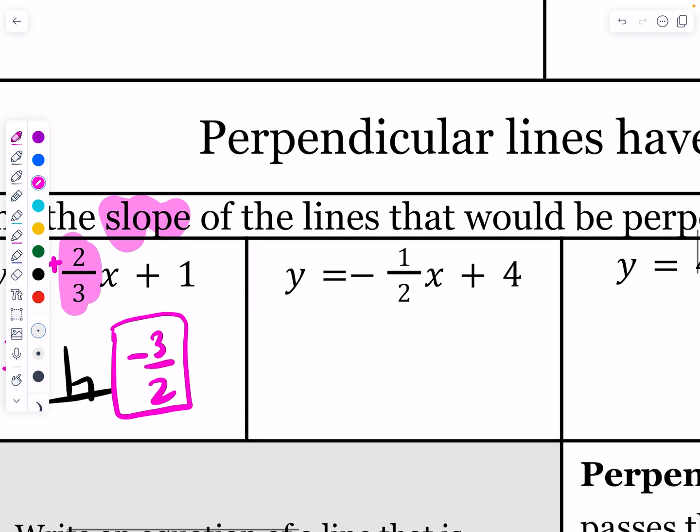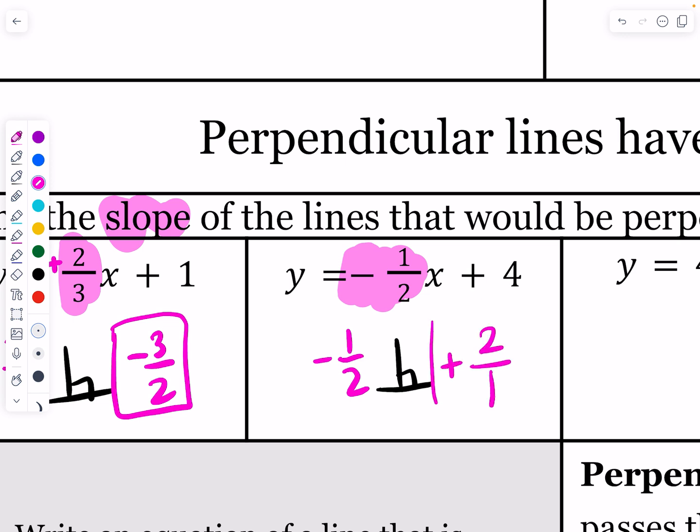Okay. What is my next slope? It's negative 1/2. So what is the flip of that? Negative 1/2 is going to be perpendicular to a slope of positive 2 over 1. So again, flip the fraction, change the sign.